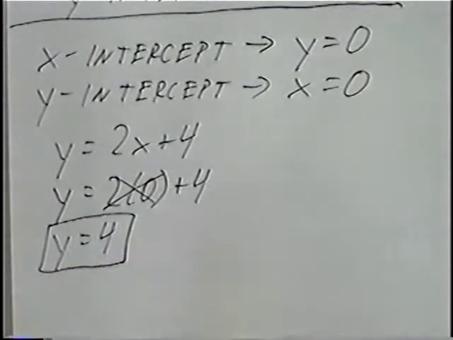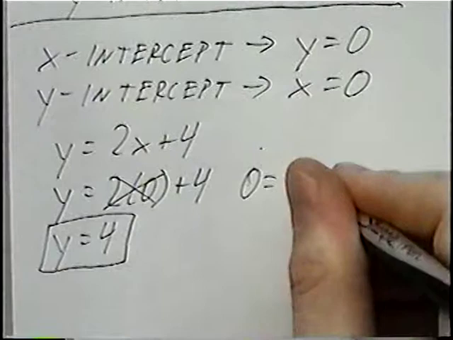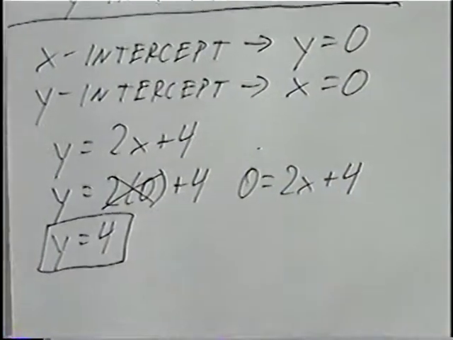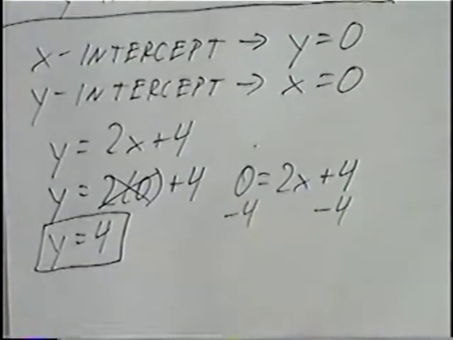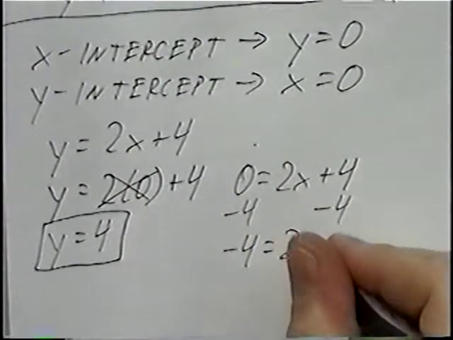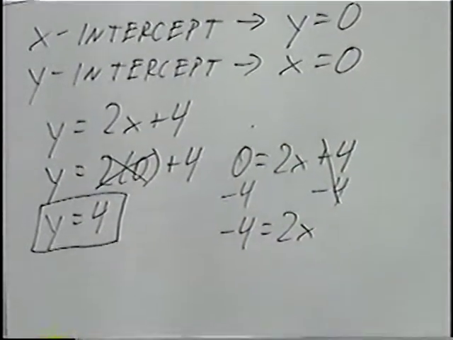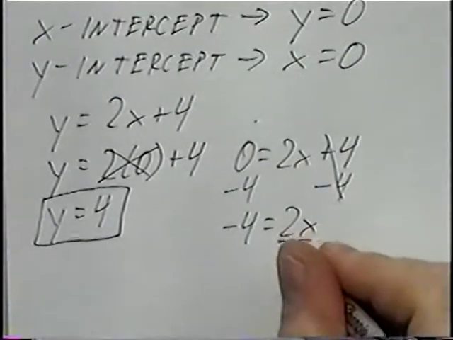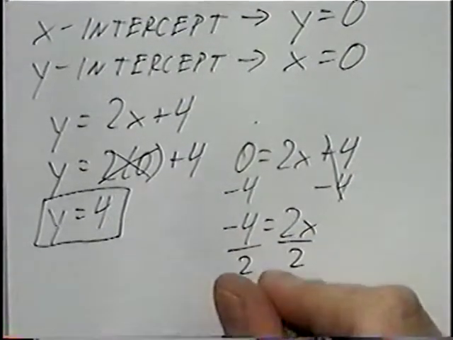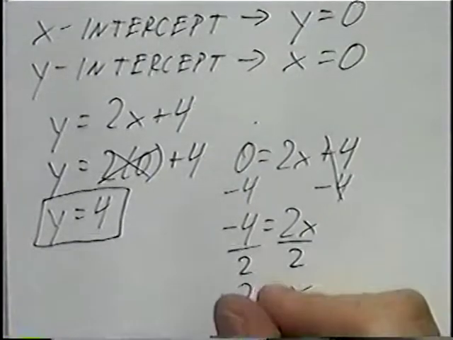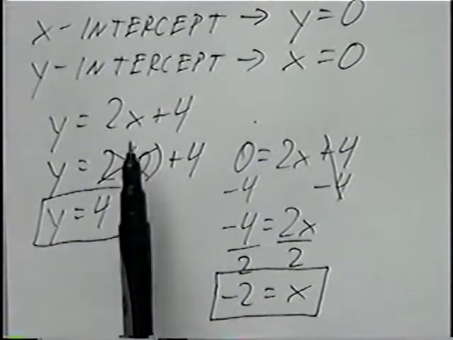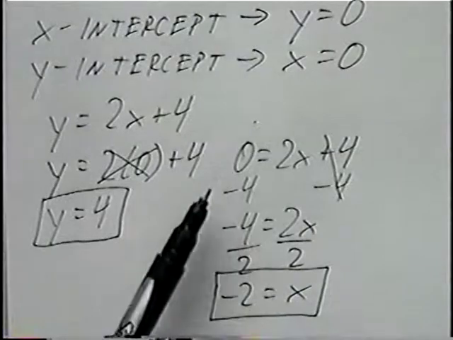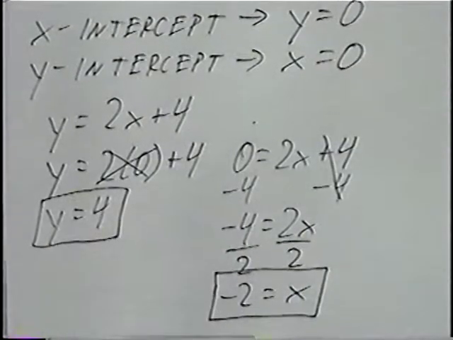And likewise, we can take the same equation, but this time plug a 0 in for y. So 0 would equal 2x plus 4. Solving this equation for x, we can subtract 4 on both sides. So -4 is equal to 2x. And to solve for x, we can divide by 2. So -2 is equal to x, or the x-intercept is -2. So again, to find the intercepts, you can plug a 0 for x to find the y-intercept, and in the same equation, you can plug a 0 for y to find the x-intercept.